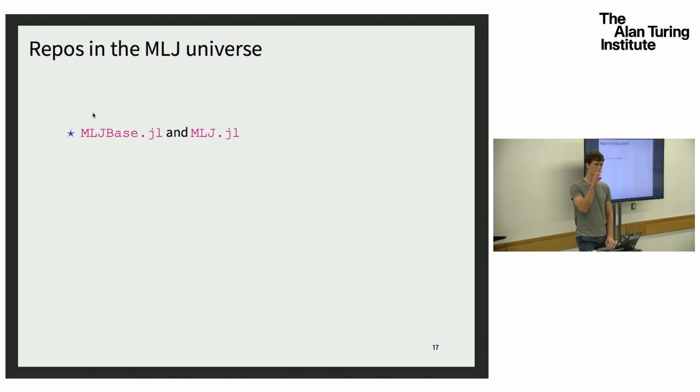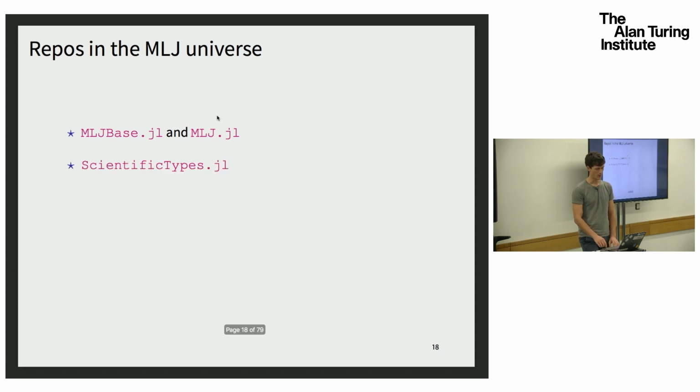And I'll kind of take them as one unit when I talk about them, because what goes in one and what goes in the other is still a little bit in flux at the moment. But MLJBase, the idea is that it provides whatever is needed for a package dev to interface with the MLJ toolbox, and MLJ provides the rest, whatever the rest means.